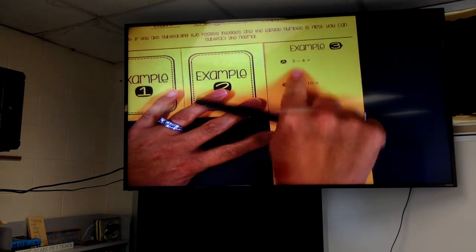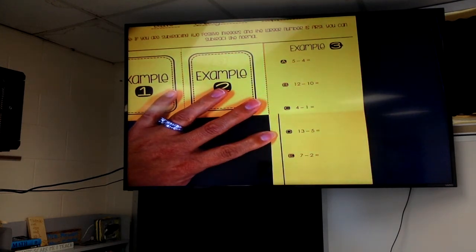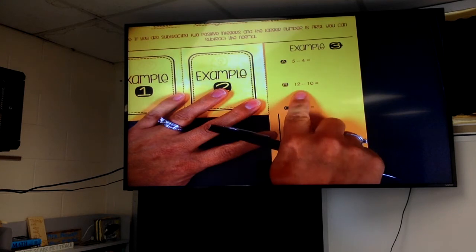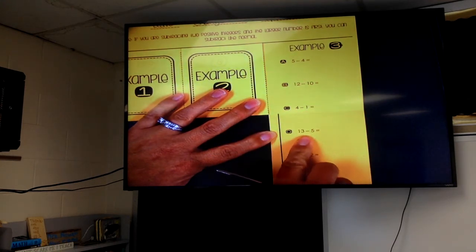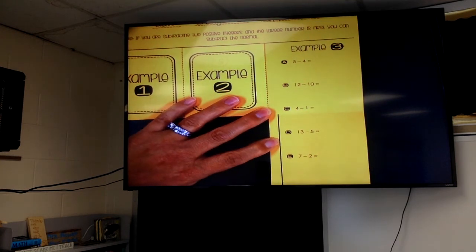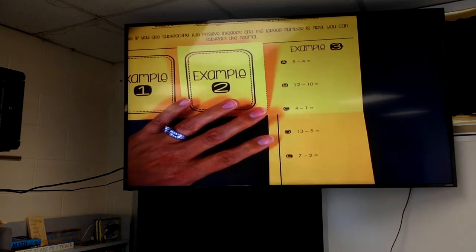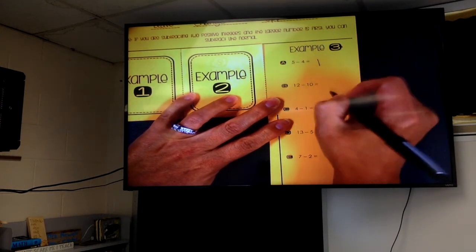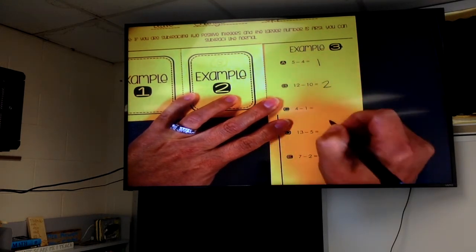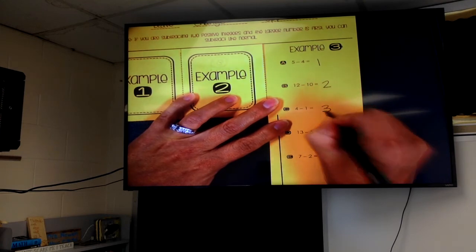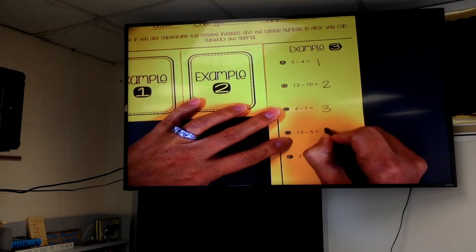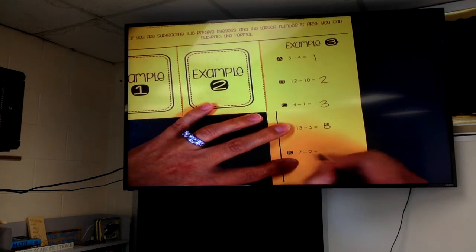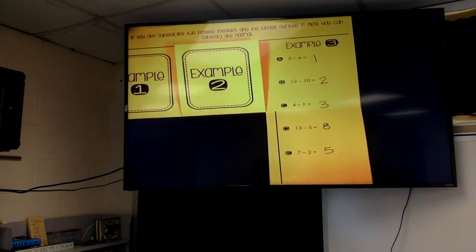Now, these I feel like I can answer really fast because look, 5 minus 4, 12 minus 10, 4 minus 1, 13 minus 5, 7 minus 2. And for sure, if you can answer these really fast, which you should be able to, you don't have to write the additive inverse. I can say this is 1. I know 12 minus 10 is 2, and 4 minus 1 is 3, and 13 minus 5 is 8, and 7 minus 2 is 5. You can answer that quickly because you learned that a long time ago.